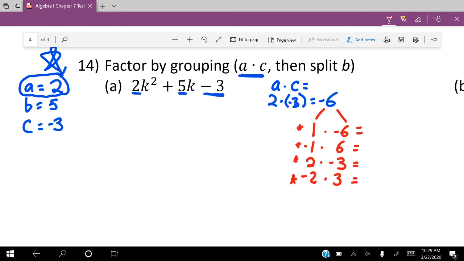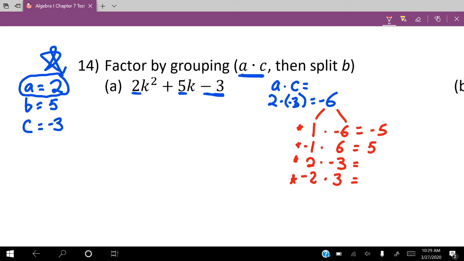So 1 plus a negative 6 is actually negative 5. Negative 1 plus 6 is actually positive 5. Now, my last video, I talked about double checking work. Please double check your work. I could have made an error. So I'll keep going. 2 plus a negative 3 is negative 1, and negative 2 plus 3 is positive 1. All right, so now I know that there's only one solution. My solution can only work when my factors are negative 1 and positive 6.